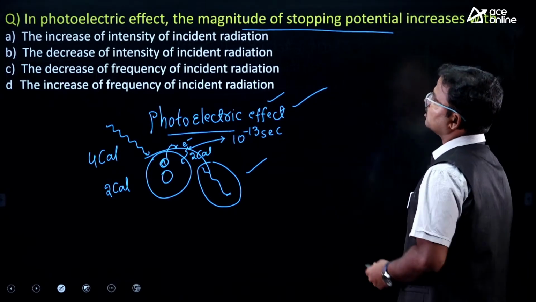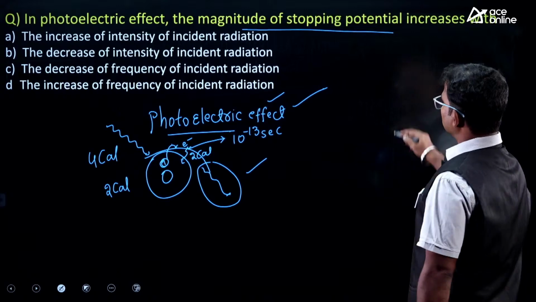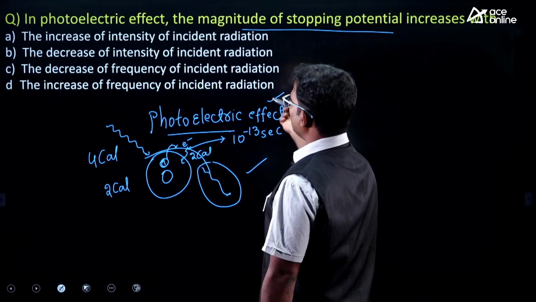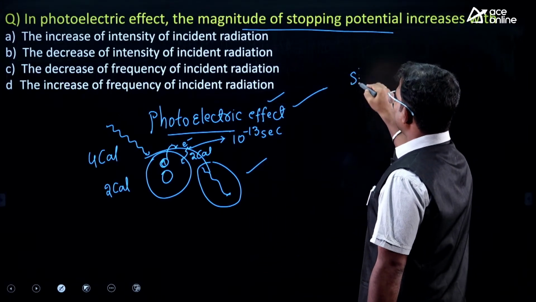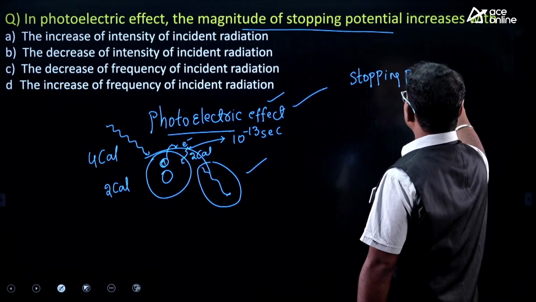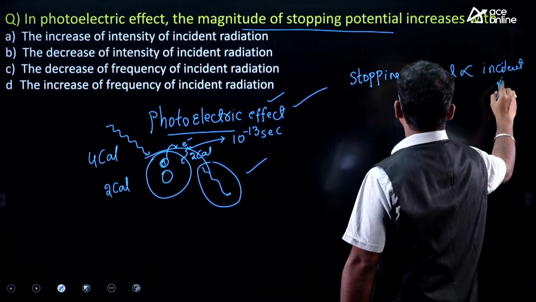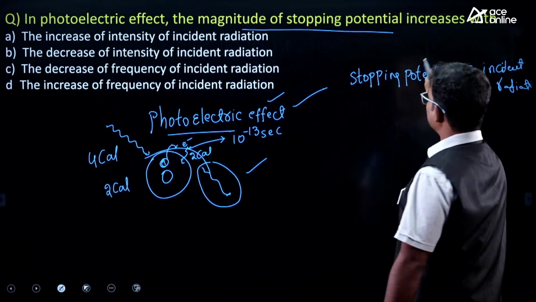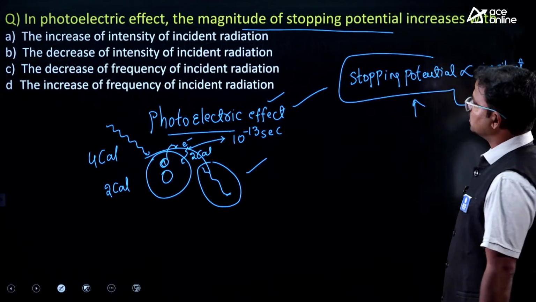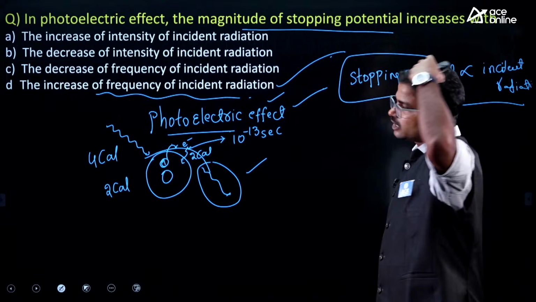Here they are asking about the magnitude of stopping potential increasing with what. Stopping potential is always directly proportional to the incident radiation. You have to remember this. If the stopping potential increases, then the incident radiation frequency also increases. Because of that, the correct option is option D, increase of the frequency of incident radiation.